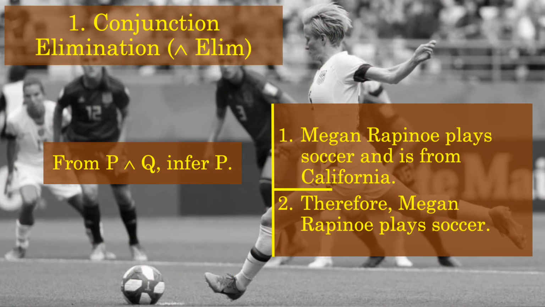Let's begin with conjunction elimination. This says, from a conjunction, infer one of its conjuncts. So on the left-hand side, you see we have the abstract version of this. From P and Q, infer P. And on the right-hand side, we have an example that we used from the previous lecture. Megan Rapinoe plays soccer and is from California. Therefore, Megan Rapinoe plays soccer.